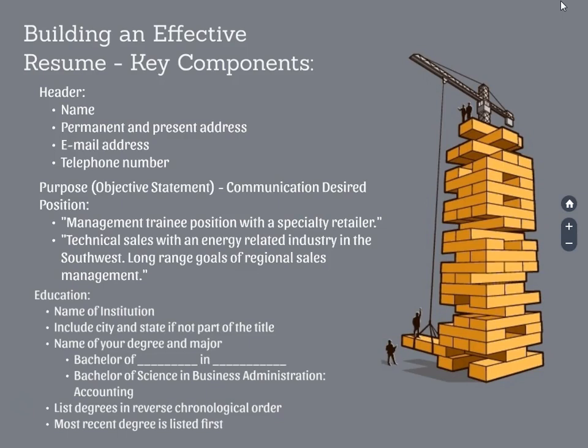After that, you're going to list your education. Now, for many of us, our education currently doesn't stretch beyond a high school diploma. But even in that case, you'll name the institution, include the city and state if it's not a part of the title, and then, if you do eventually get an associate's degree, you're going to name the degree and major. I got an Associate's of Science in Net Security or Business Administration, an Associate's of Art in Photography, and then list the degrees in reverse chronological order with your most recent degree first.